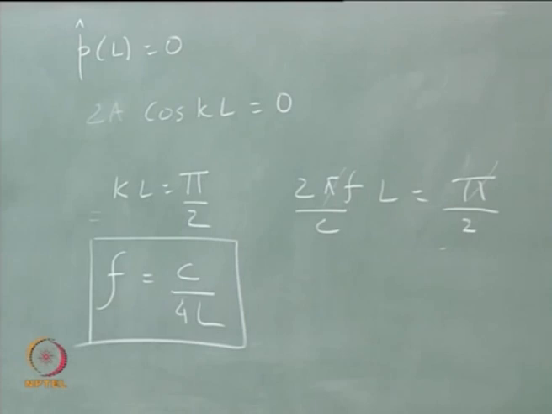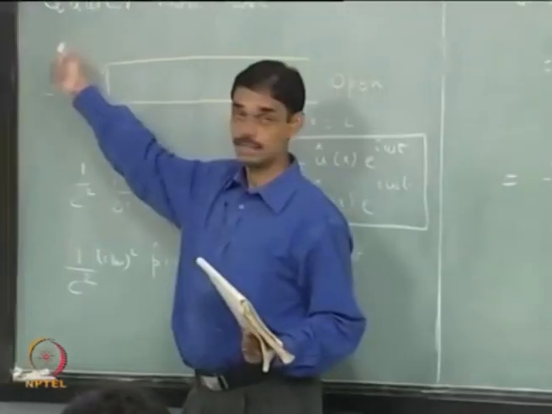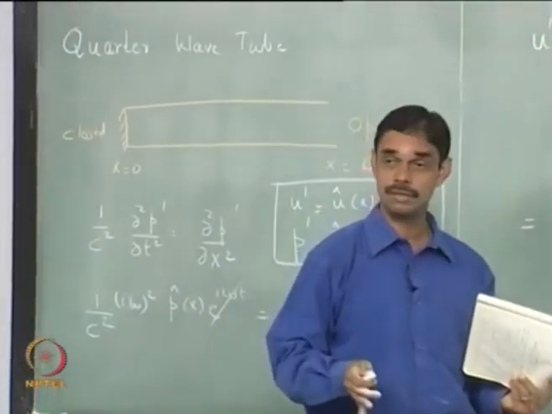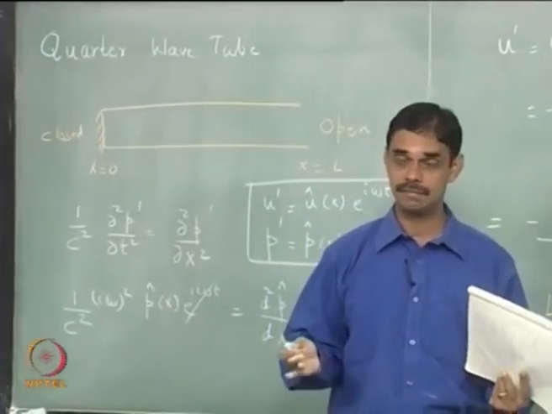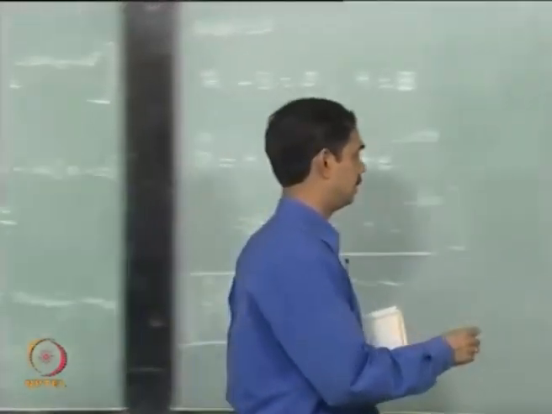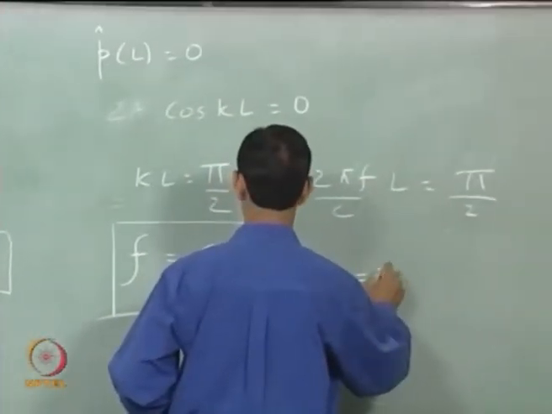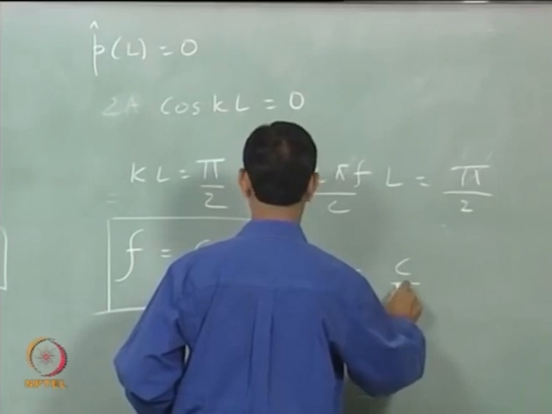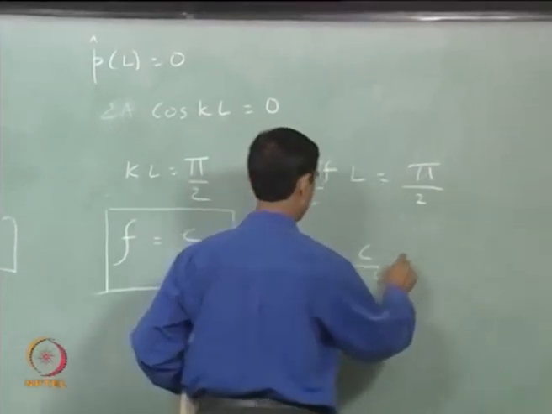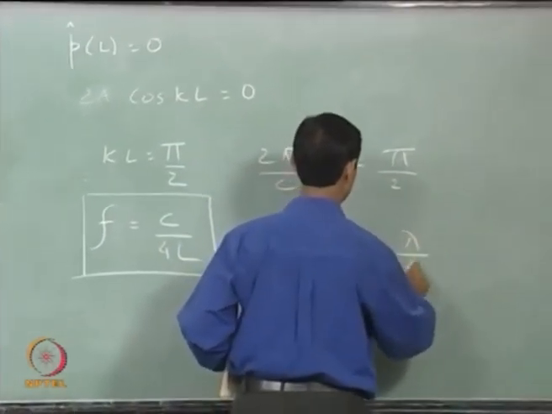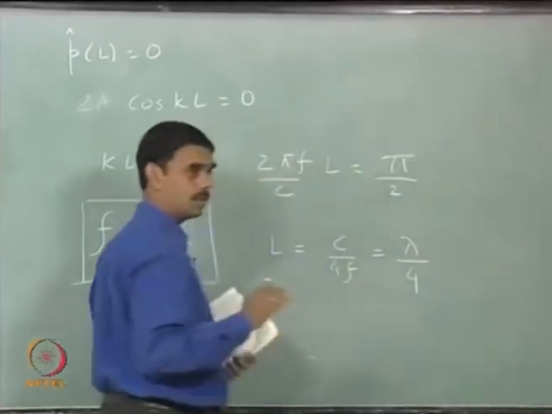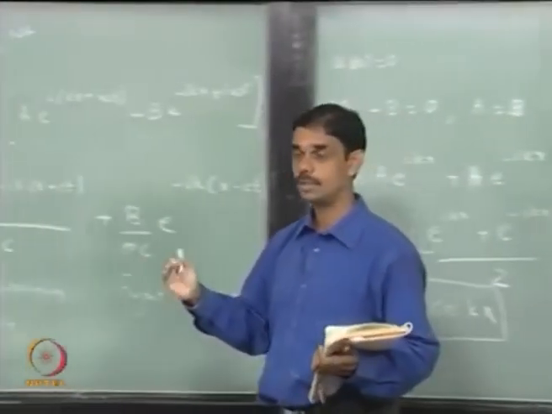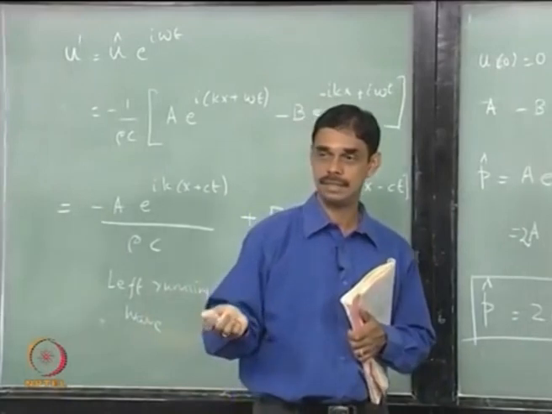So now it is probably clear why this tube was called quarter wave tube, because you will have 1/4 of the wavelength within the tube. So we can see that L, which is the tube length, is c by 4f, and c by f is lambda, so it's lambda by 4. So the length of the tube has 1/4 of the wavelength, hence it is called the quarter wavelength.